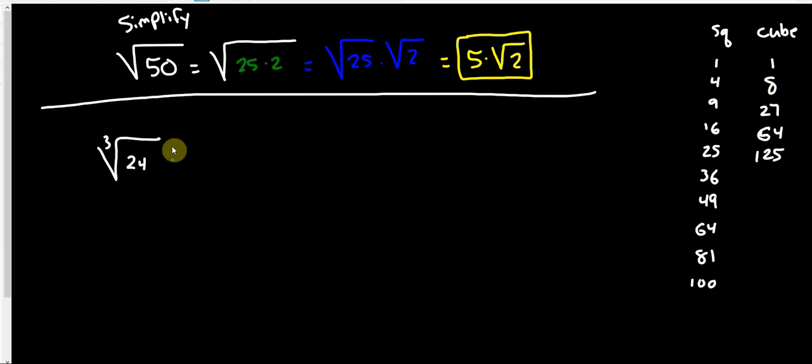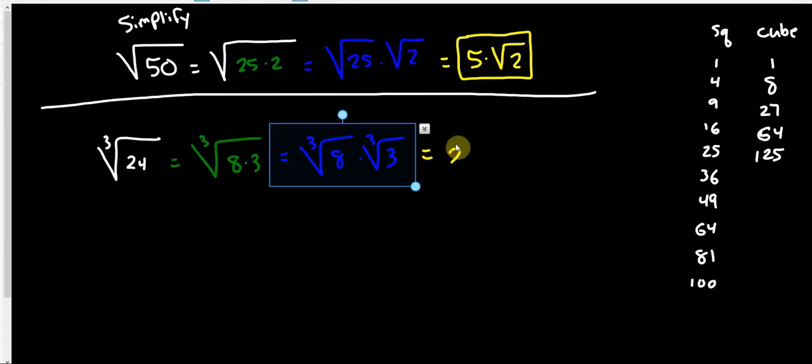So I could rewrite 24, since this is a cube root, as 8 times 3. 8 times 3 is 24. And then I could break them apart because I'm allowed to break things apart over multiplications and divisions if I had a division. And then I could do the cube root of 8. Cube root of 8 is 2. And I'm left with this part in there.